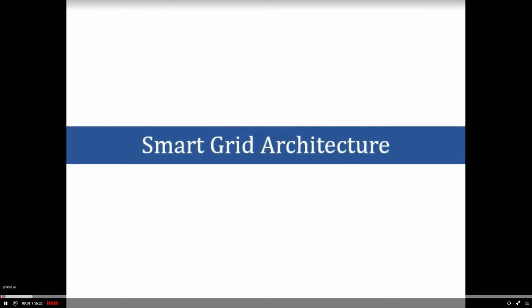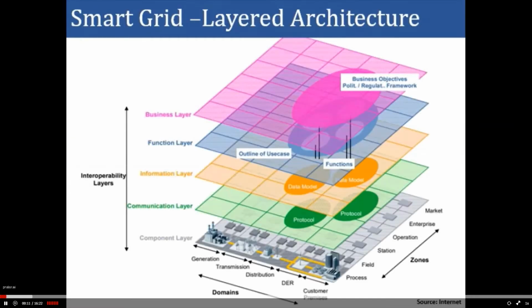So in this video, we will start our discussion on the smart grid architecture. Let us see how the smart grid architecture will look like. So you see, the smart grid architecture is the layered architecture where we will see various layers built on top of each other. We will see what is the role of each and every layer.